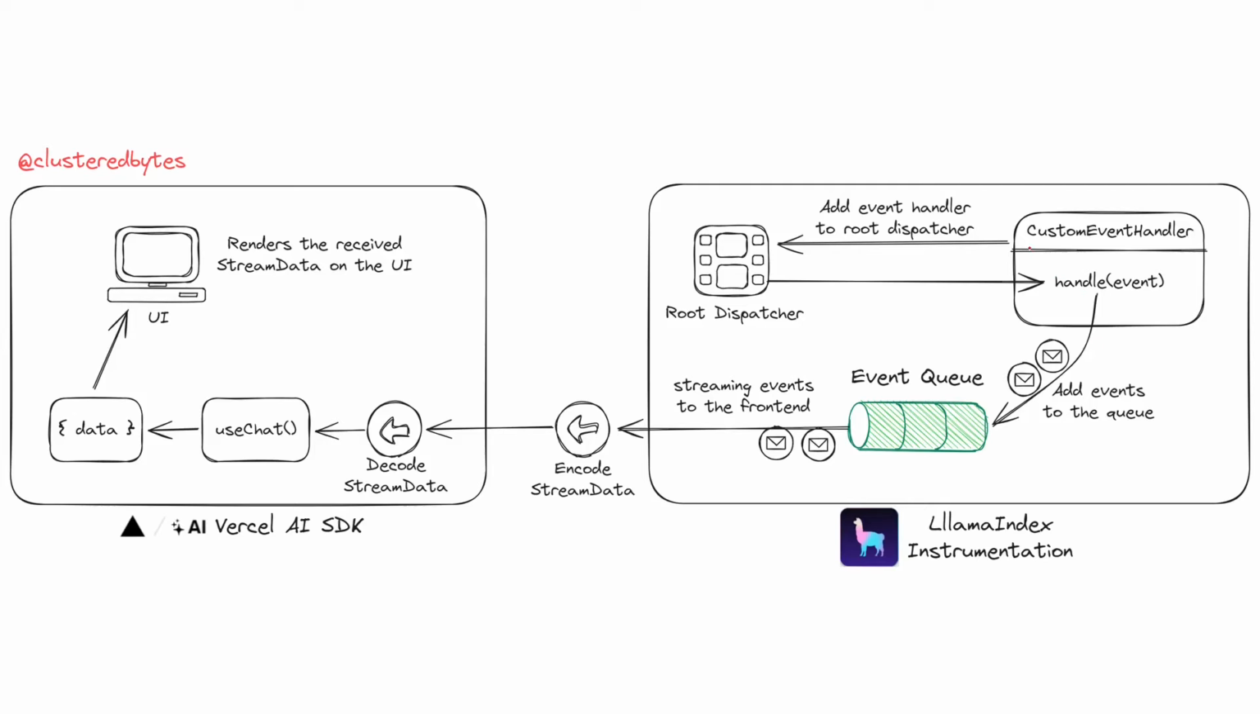We'll create a custom event handler, which we will then attach to our root dispatcher. The custom handler will push relevant events to an event queue, and then we'll send those events from the queue to the frontend using server-sent events, which will be received by Vercel AI SDK.